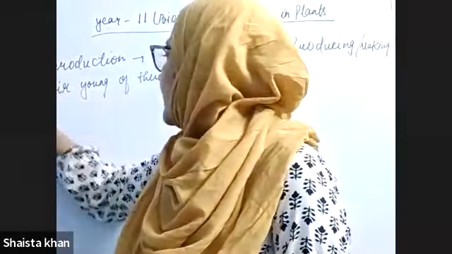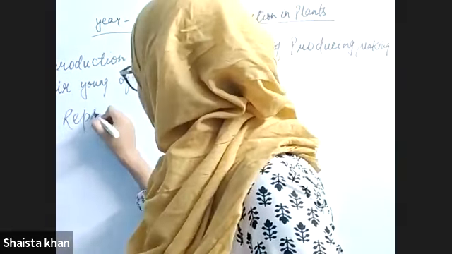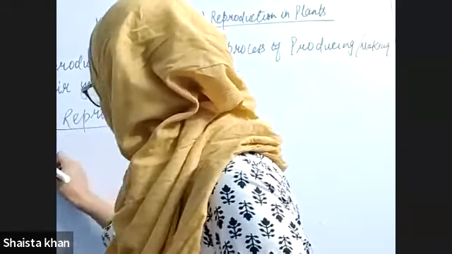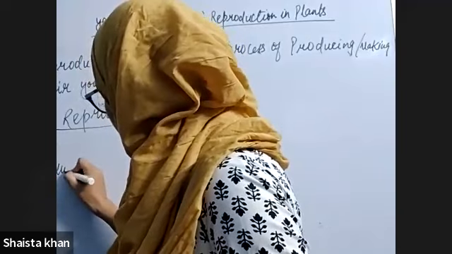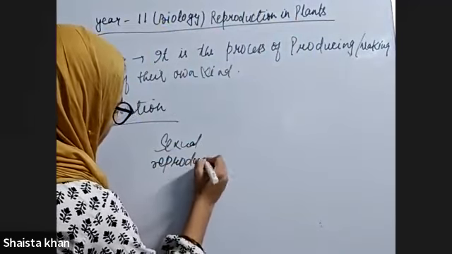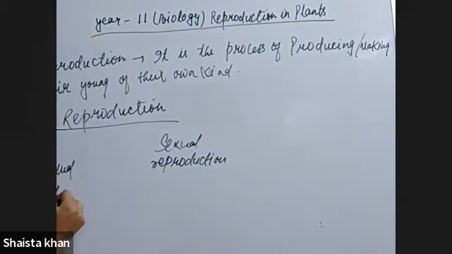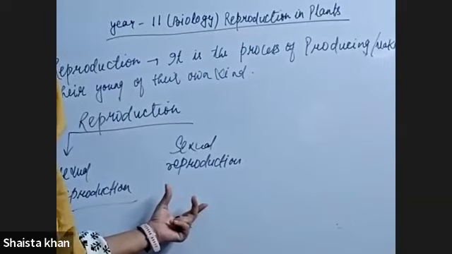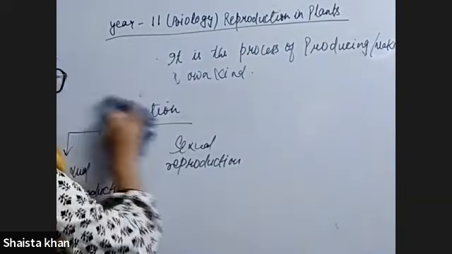And we will categorize reproduction into two categories, or we can say that reproduction is of two types. First one is asexual reproduction, and second one is sexual reproduction. First of all, we will study both the types. What is asexual reproduction and what is sexual reproduction, right? So let me tell you about asexual reproduction.